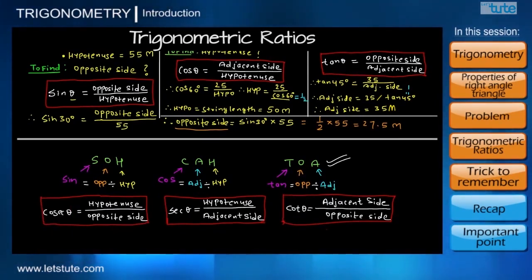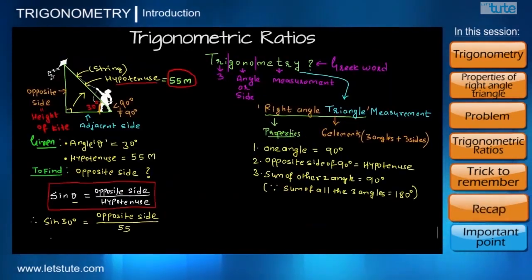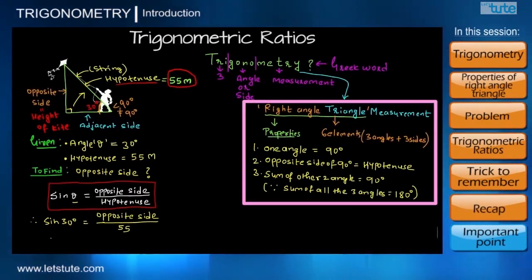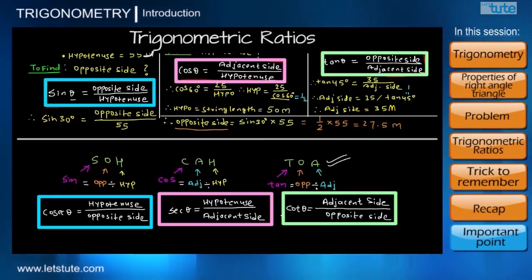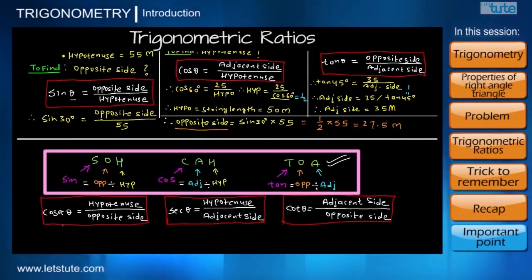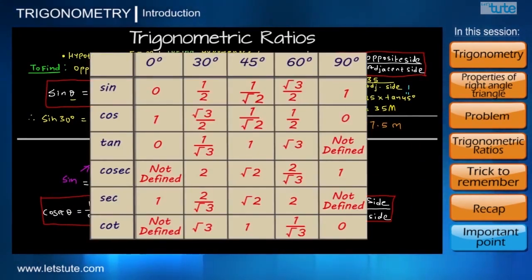So let's see what all we have learned in this session. We have learned properties of a right angle triangle, finding height and distance, trigonometric ratios, tricks to remember them, and values of trigonometric ratios for specific angles.